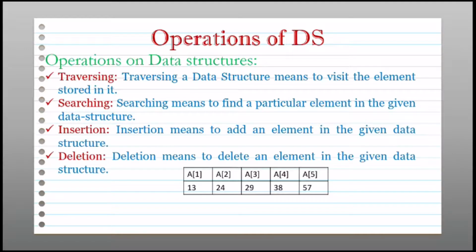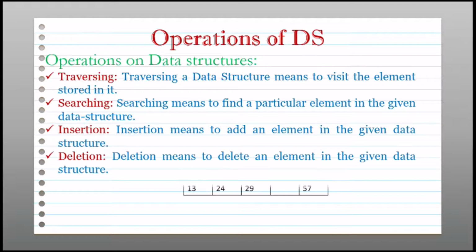So suppose these are the elements present in the data structure, that is 13, 24, 29, 38 and 57. And suppose we want to delete one element from the data structure. So after deleting, we will get the array 13, 24, 29. Then we have deleted the 4th element and then 57 as it is. So this operation of deleting, or you can say removing the element from the data structure, is called deletion operation.